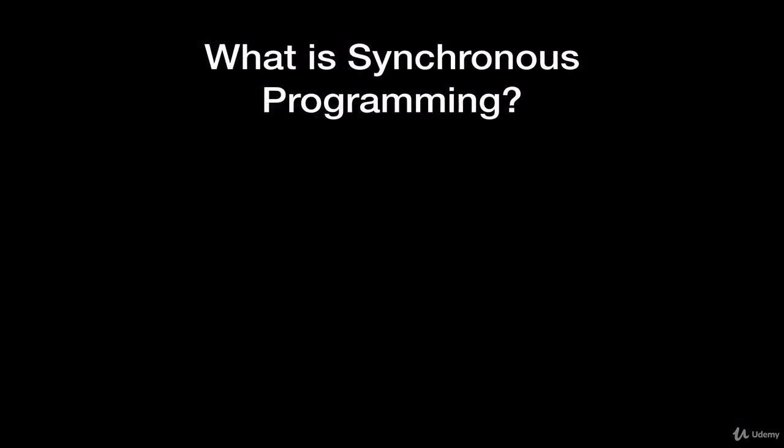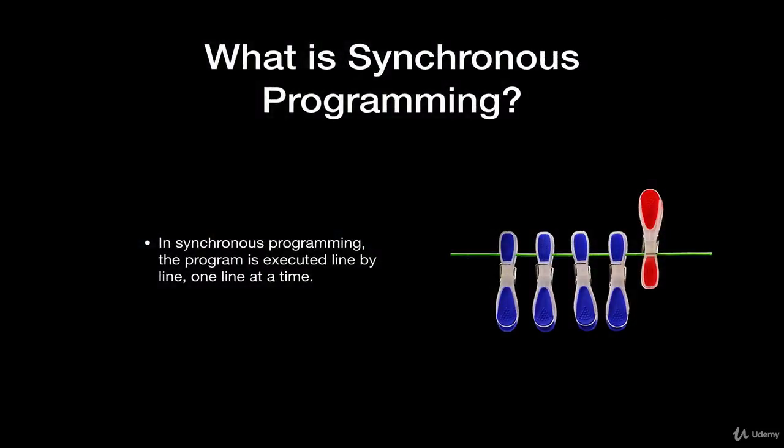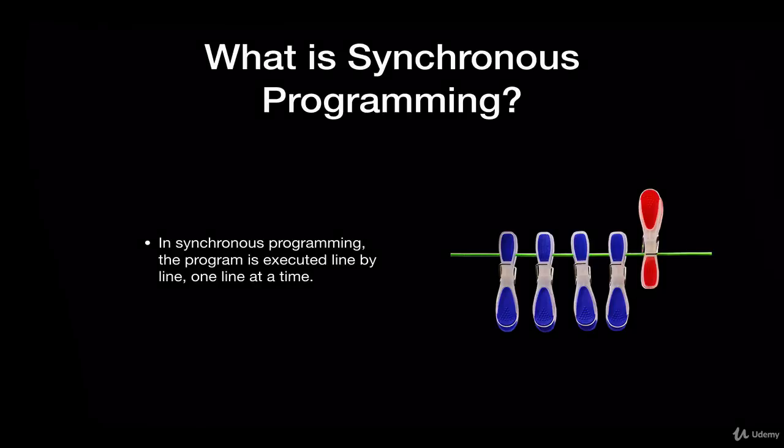What is synchronous programming? In synchronous programming, the program is executed line by line, one line at a time. So this means that the first task is going to be executed and then the next task is going to start to be executed. So this is called synchronous programming.